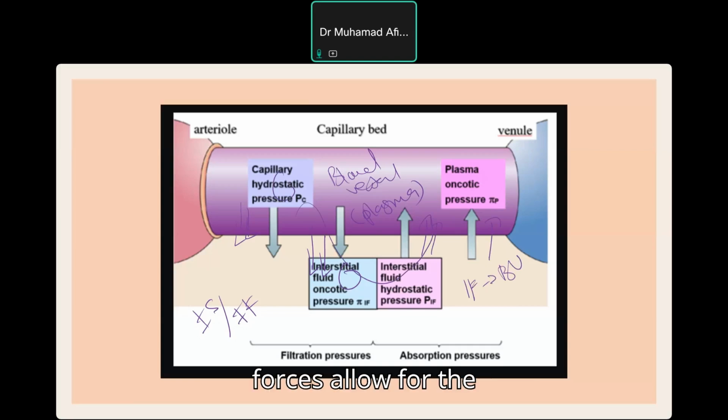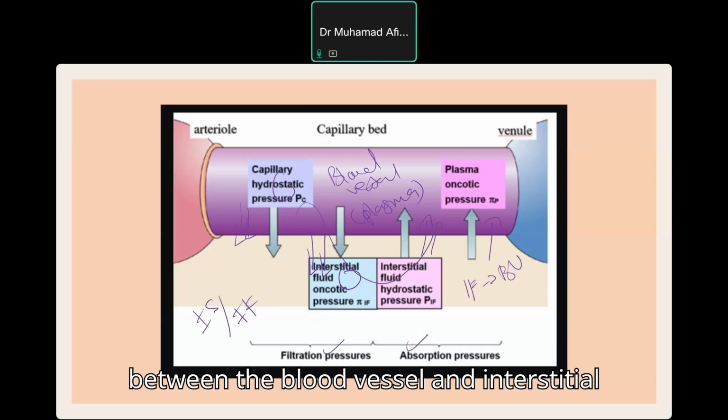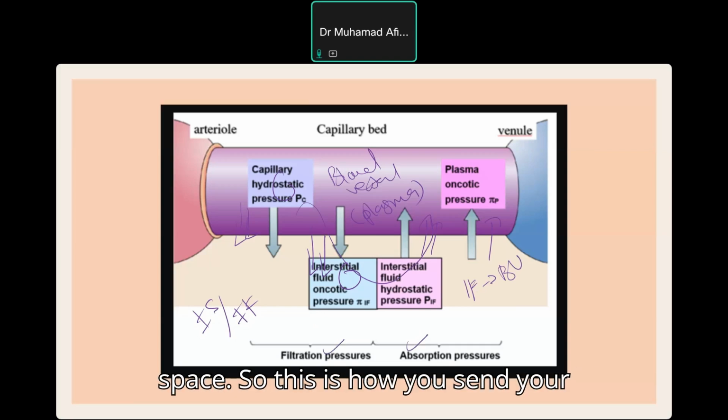The dynamic of these forces allows for filtration and absorption to occur between the blood vessel and interstitial space. This is how you send your nutrients and everything. This is how they happen, and how you remove the toxins and the waste from the blood. You want to remove them, they need to exit the blood vessel. This is how they happen.